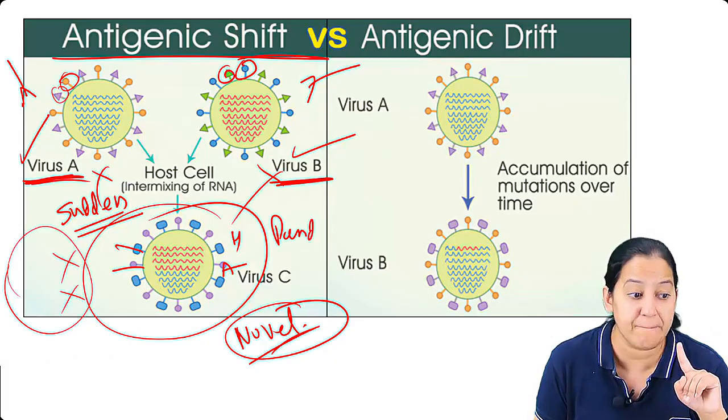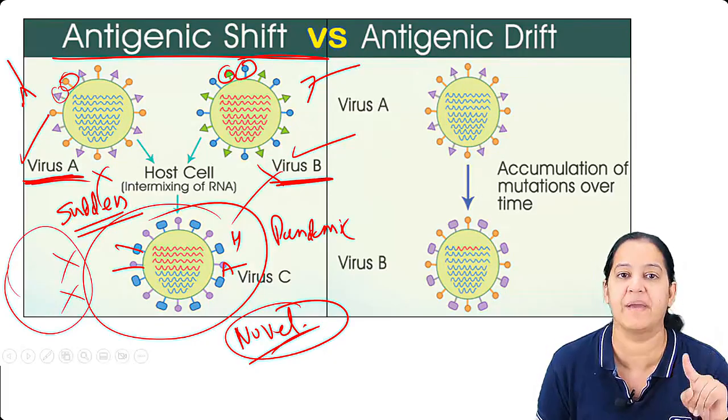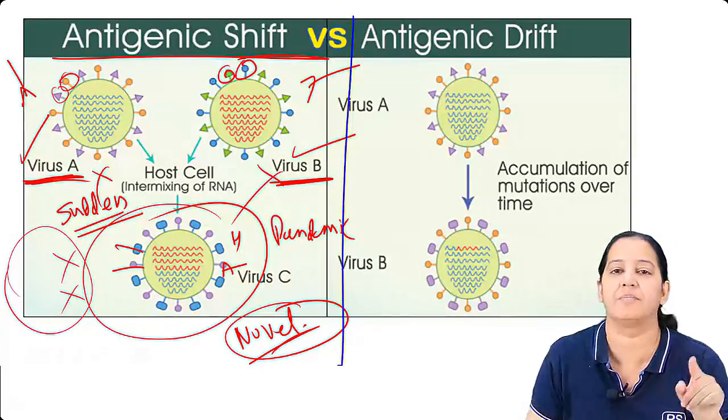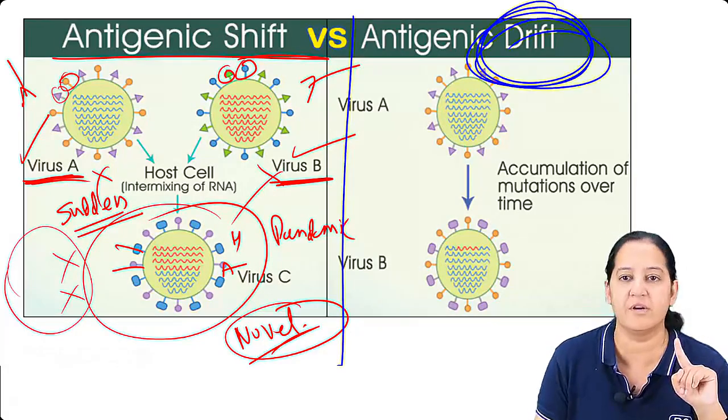Shift से क्या होता है? Pandemic होता है. Shift से क्या होता है? Pandemic. Shift is sudden and a novel virus is formed. And on the contrary, see the other term. The other term is the drift. Drift में क्या होता है?